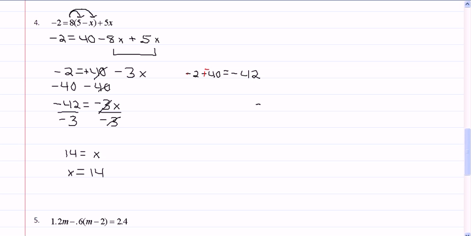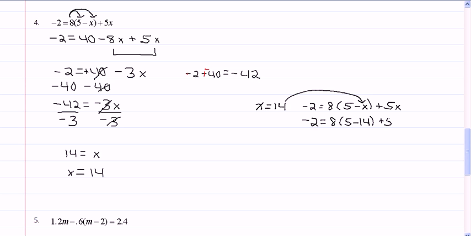So on the right, I check my answer of x equals 14. I write my original equation. And then I substitute 14 in for x. In this case, I have two places to substitute it in for.